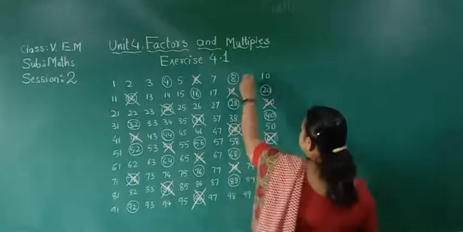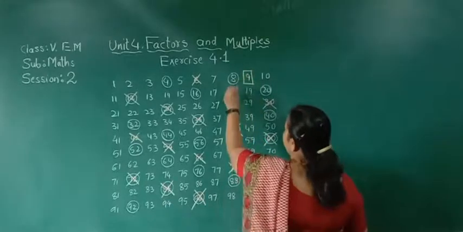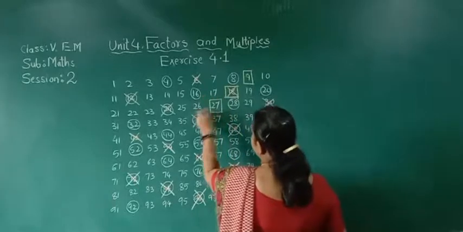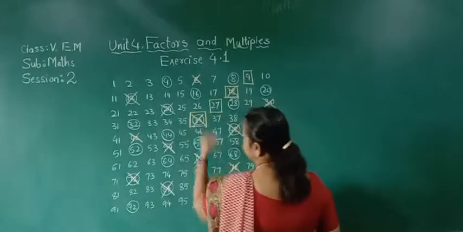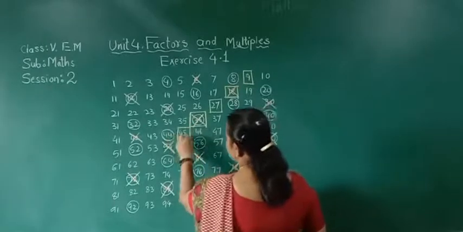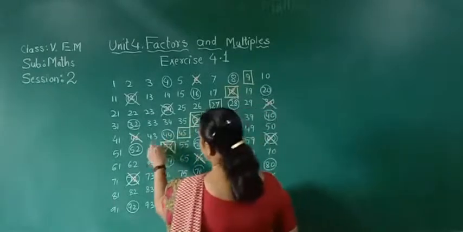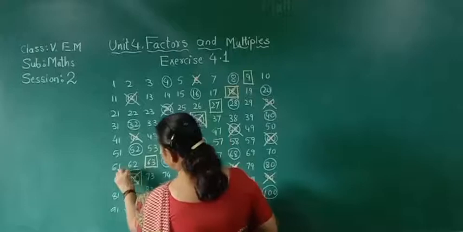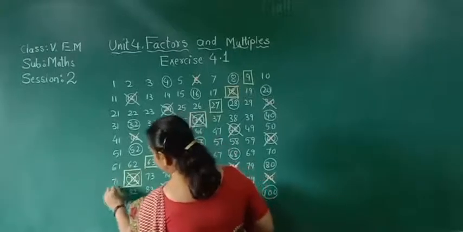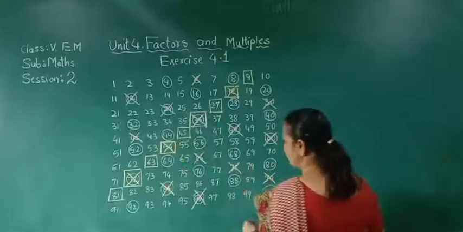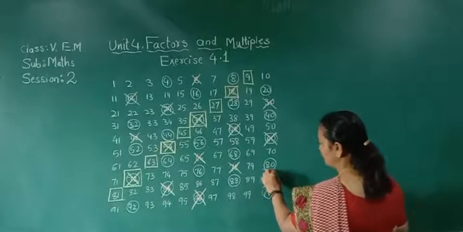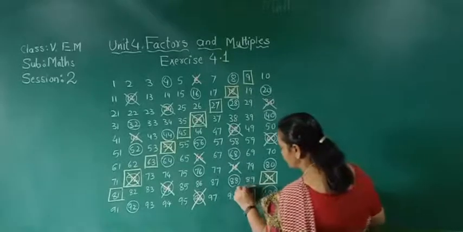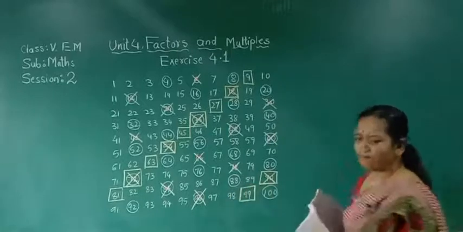So here 9 1s are 9, 9 2s are 18, 9 3s are 27, 9 4s are 36, 9 5s are 45, 9 6s are 54, 9 7s are 63, 9 8s are 72, 9 9s are 81 and 9 10s are 90 here. Okay, then 11 9s are 99. Now what we observe here?